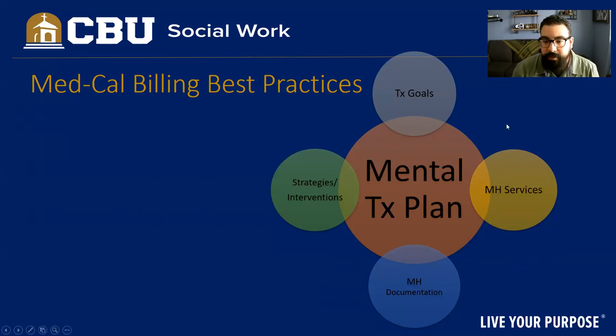If you decide to develop a treatment goal that does not address the diagnosis of the client, it's not valid and you cannot bill for it. It will not pass an audit. If you decide to implement a strategy that doesn't relate to the treatment goal, so if we're talking about addressing marijuana usage, but now you decide to have a strategy about increasing self-worth or self-esteem, if that doesn't relate to marijuana usage, it will not pass an audit, okay? Everything has to be linked together and relate to one another, okay?